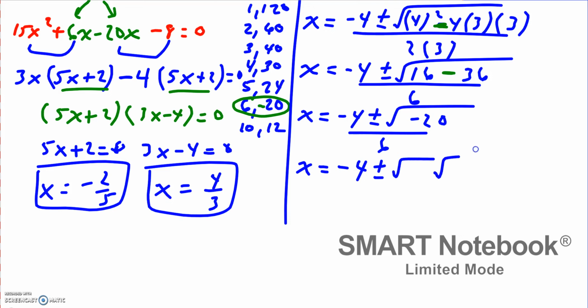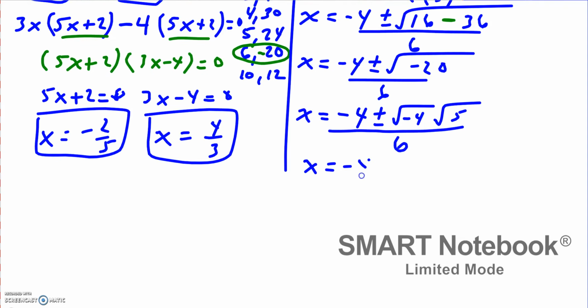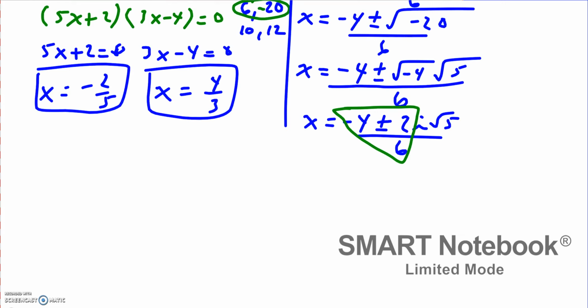So negative 4 times root 5, negative root 4 times root 5 over 6. X equals negative 4 plus or minus the square root of negative 4 is 2i root 5, all over 6. Now, at this point, what we did earlier was look at all three of these numbers and find their greatest common factor, so we took out a GCF of 2, so we're really dividing everything by 2. So we have x equals negative 2 plus or minus 1i root 5 all over 3.